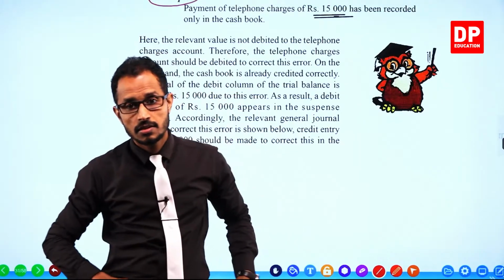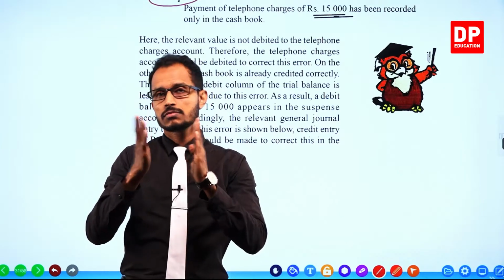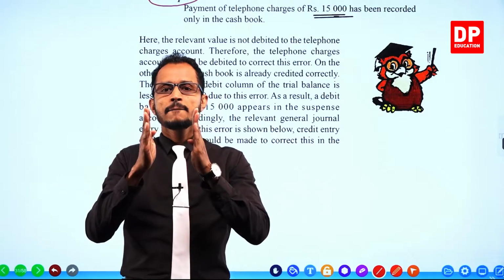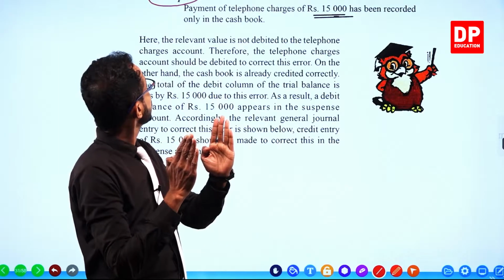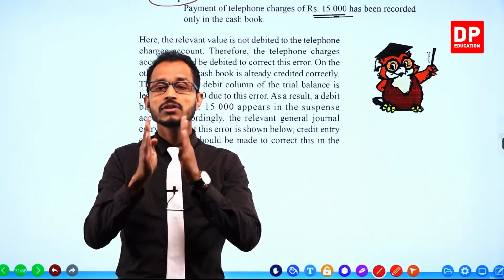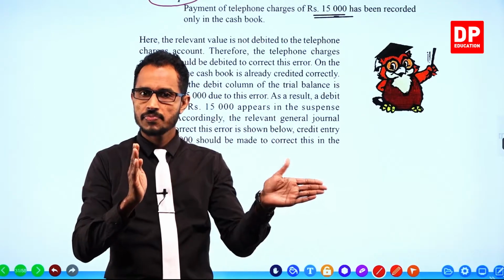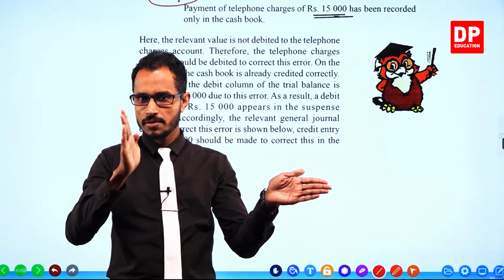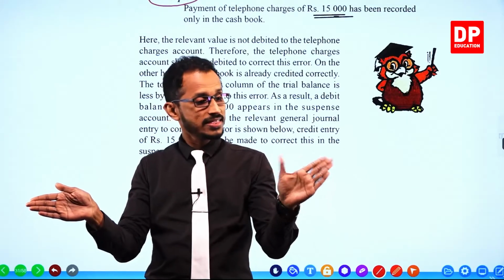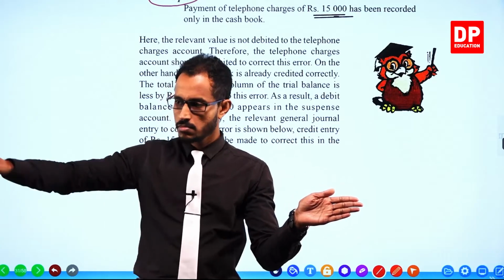One entry is missing. So, what is the double entry first? To find out which entry is missing, you should know the double entry. Payment of telephone bill by cash. Cash going out, cash decreasing. So, cash account, credit. Which account is debited? Expense, the telephone bill account debited. So, this entry is okay, this entry is not there.